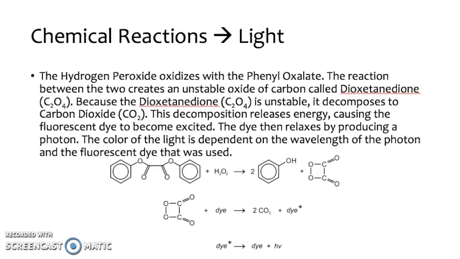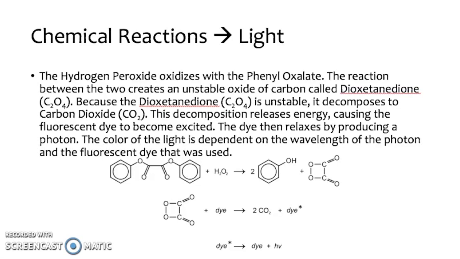What is the chemical reaction that creates the light? The hydrogen peroxide oxidizes with the phenyl oxalate. The reaction between the two creates an unstable oxide of carbon called dioxidione. Because the dioxidione is unstable, it decomposes to carbon dioxide. This decomposition releases energy, causing the fluorescent dye to become excited. The dye then relaxes by producing a photon. The color of the light is dependent on the wavelength of the photon and the fluorescent dye that was used.